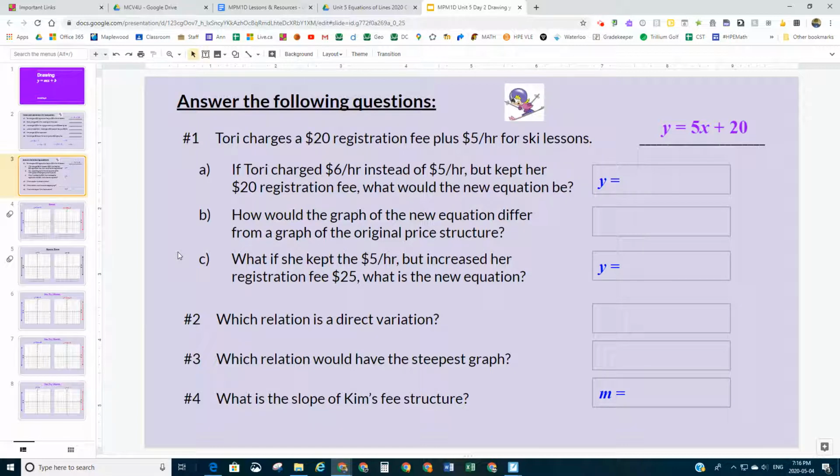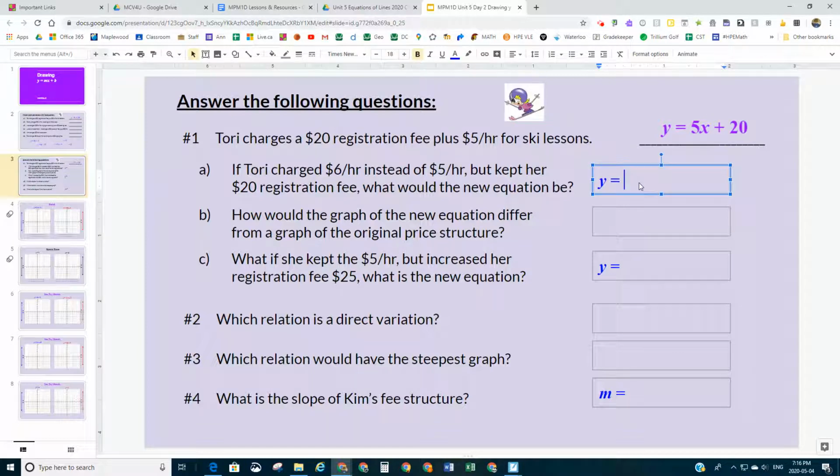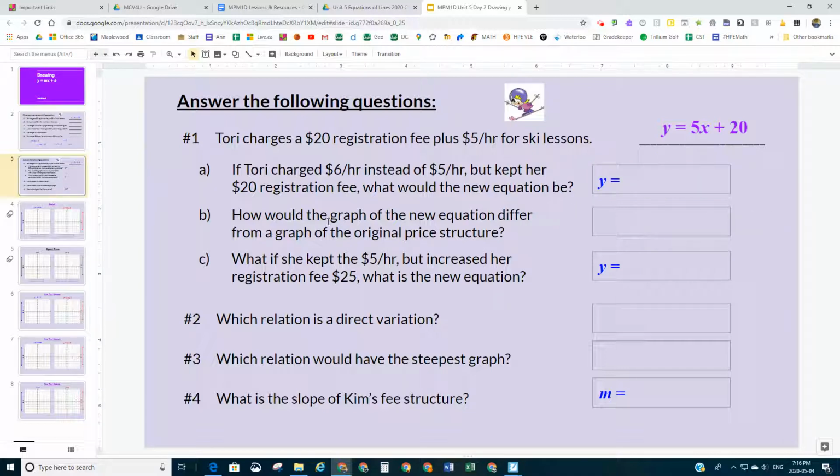So here's the one for Tori again. We said it's 5x plus 20. But what if Tori charged $6 an hour instead of $5 an hour, but kept the $20 registration fee? What would the new equation be? So what part of this would change? I just need you to go in here and type in what the new equation would be. And then how would the graph be different if we went to this new price structure, this one here, versus the original? Because we're going up by 6s now instead of going up by 5s.